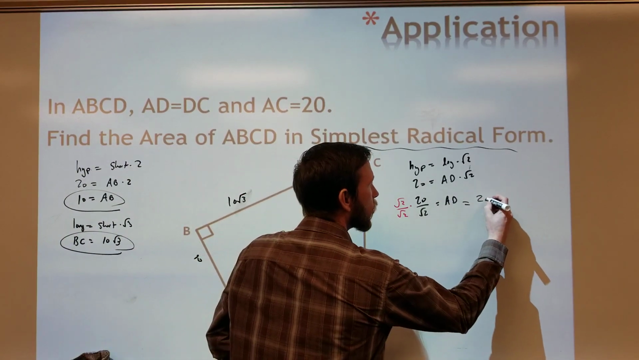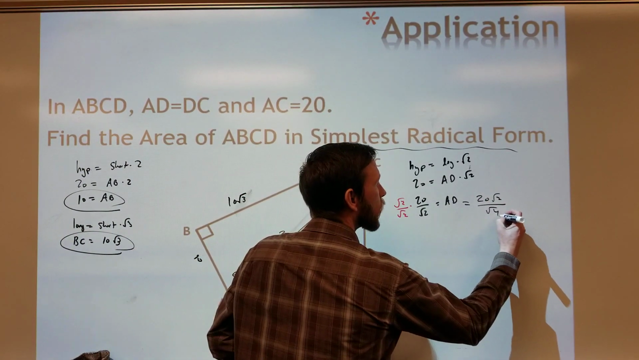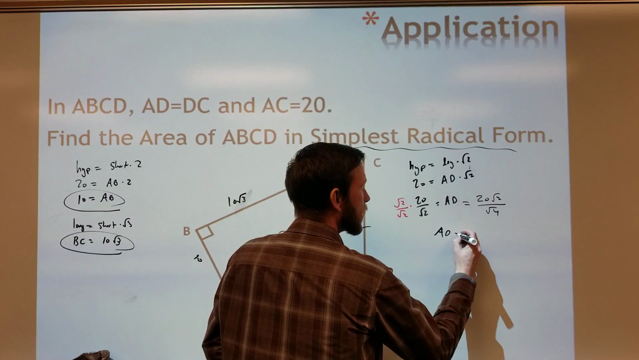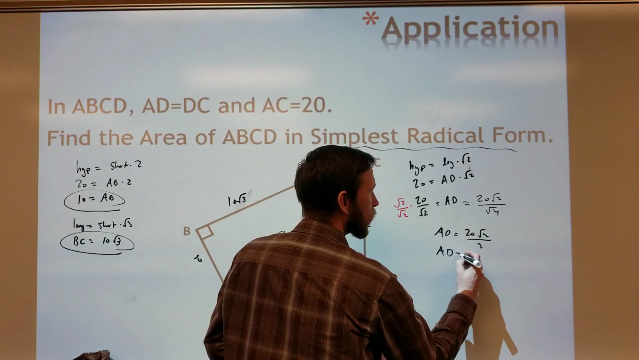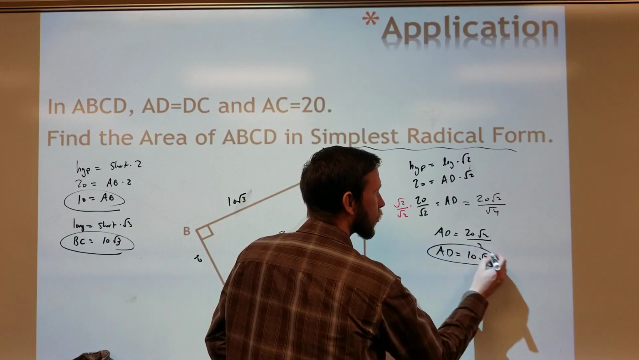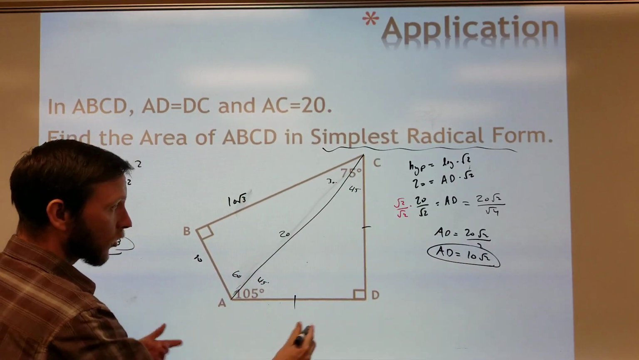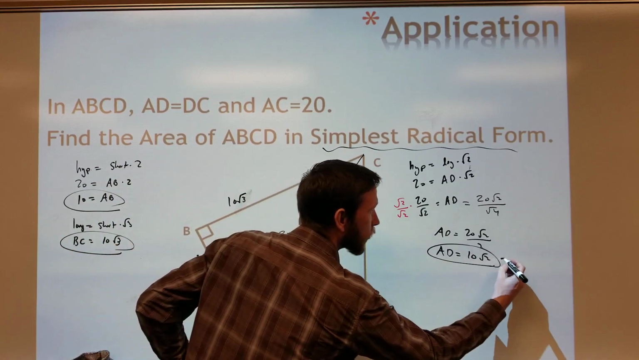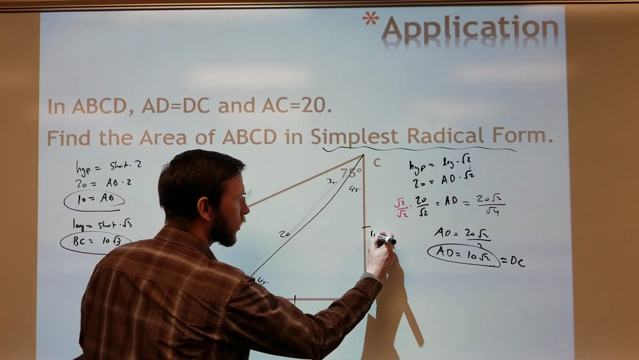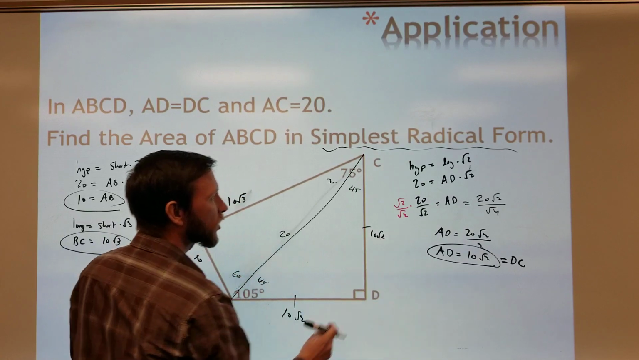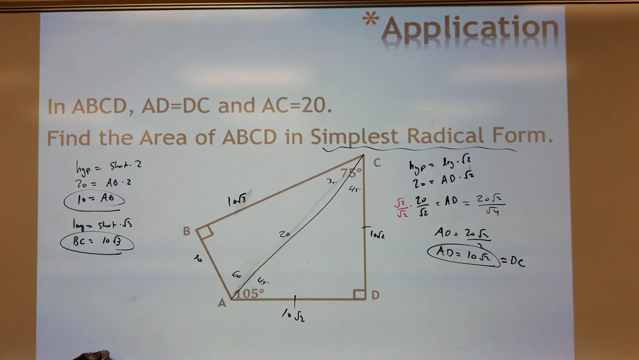This gives us 20 times the square root of 2 over the square root of 4, which means that AD is equal to 20 times the square root of 2 over 2, or it is equal to 10 times the square root of 2. All right, which is actually both of these. It's also equal to DC. So here's 10 square root of 2, here's 10 square root of 2. So the question is, let's find the area.